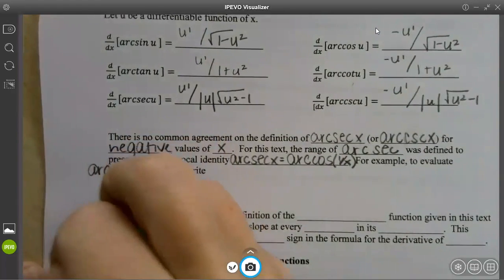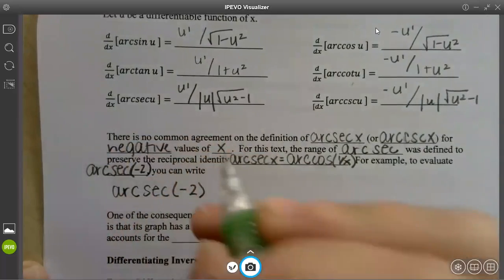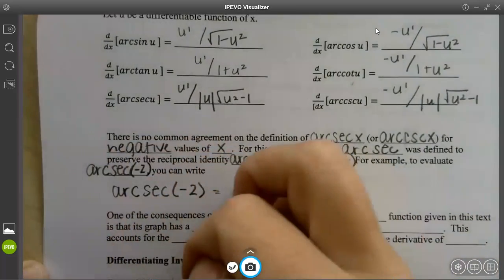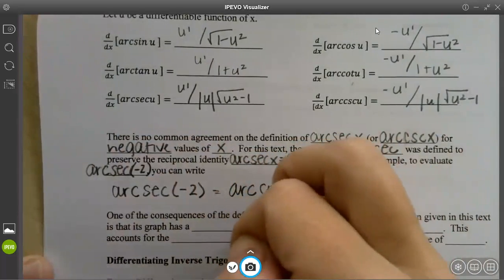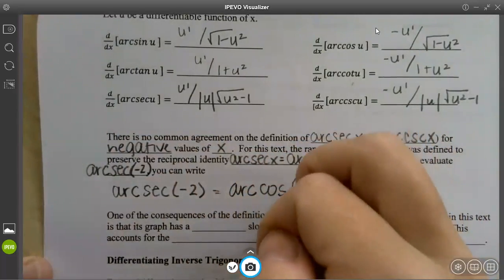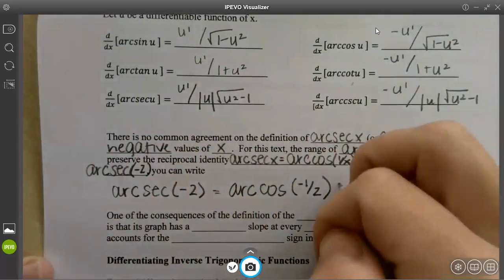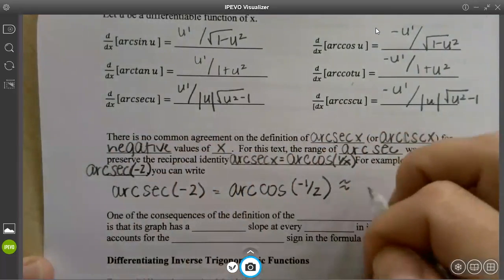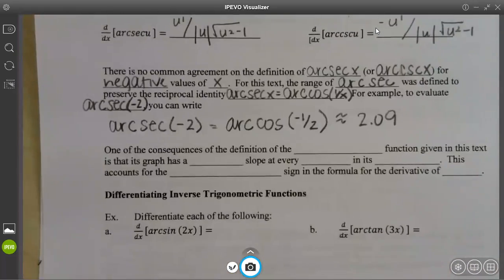So arc secant of negative 2, you can write arc secant negative 2 equals arc cosine of negative 1/2. And that gives you both 2.09. So it's just showing the reciprocity of it.